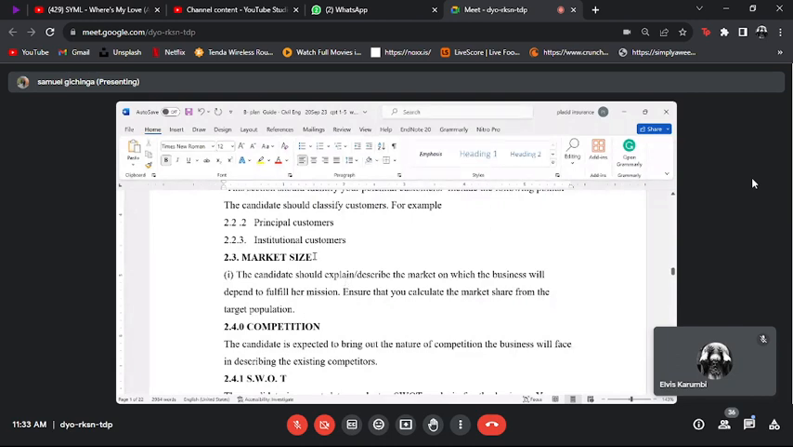Market size: you are expected to describe the market in which your business will fulfill a given need or a mission. So ensure that you calculate the market share. You are engineers, you are very good with the figures. If you are serving a population of 10,000 people in a given area, and that's your target market, you will say that you will start maybe with institutions like barracks and schools, which constitute around 3,000. So your market share will be 3,000 over the 10,000, the one you are competing for with other competitors. So that should be a market share. And that's that simple.